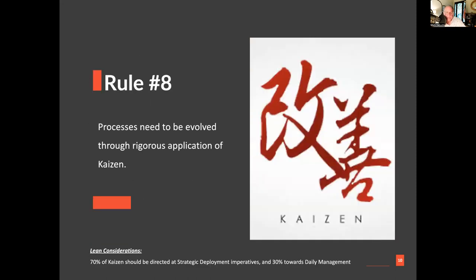Rule 8. Processes need to be evolved through the rigorous application of Kaizen. I cannot tell you how many companies I'm running into that say they're doing lean and they get all their Gemba boards up and they waste time in the morning walking from Gemba board to Gemba board, and they're usually expediting meetings. Say, Charlie, where's that part coming in? We'll get that machine up. Hey, Bill, we'll get that machine up by 3 o'clock today. Okay, yeah, we'll have it going for second shift.